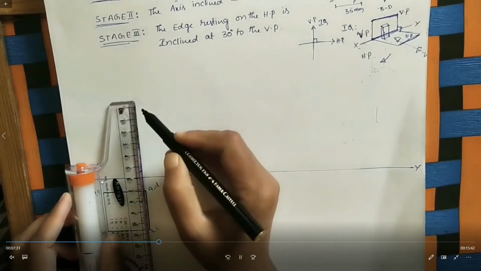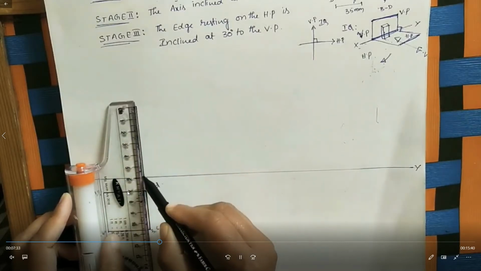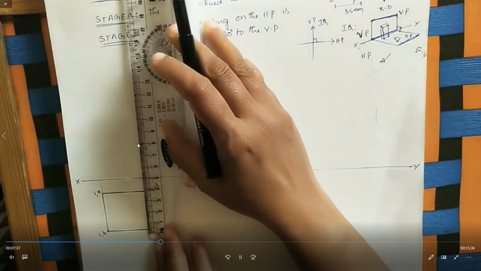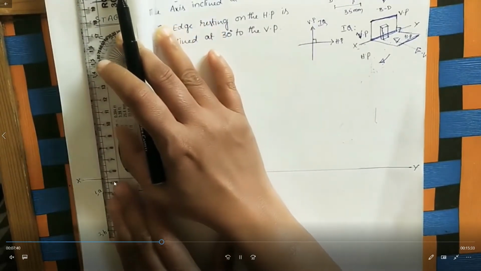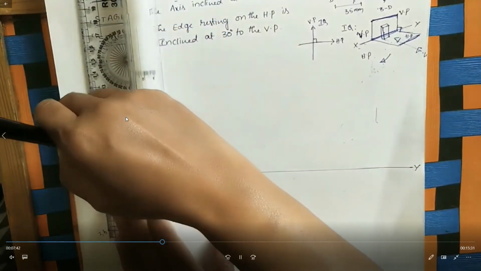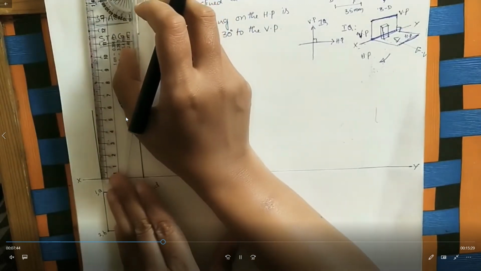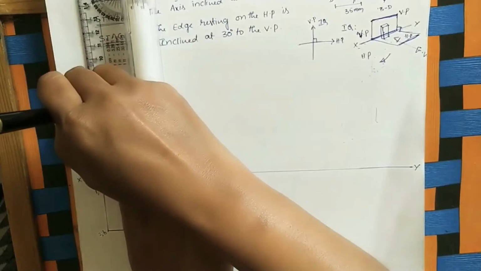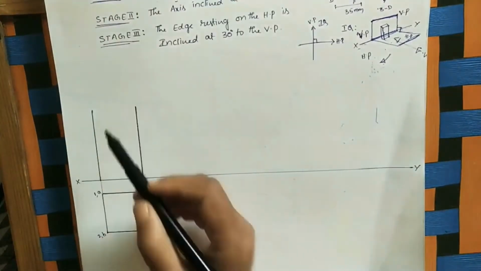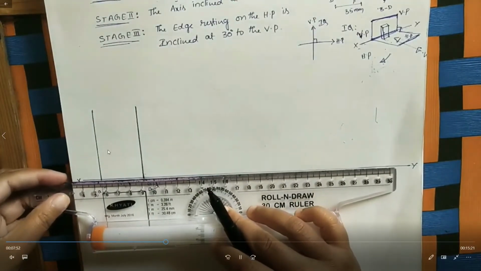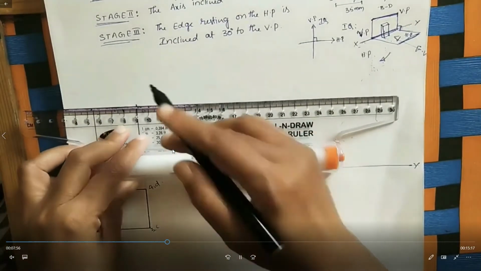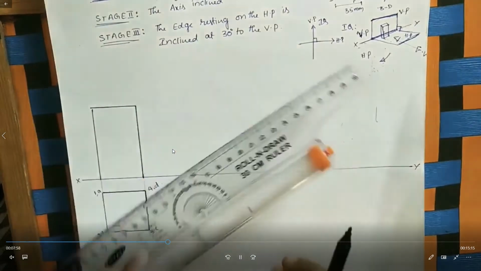Now you extend A to the reference line and D to the reference line. The axis distance is 60 mm. Then you draw on the HP, with the base resting on the HP. That's why there is no need for a distance here. We maintain that it is resting on the HP. That's why, on the reference line, the axis length is 60 mm.